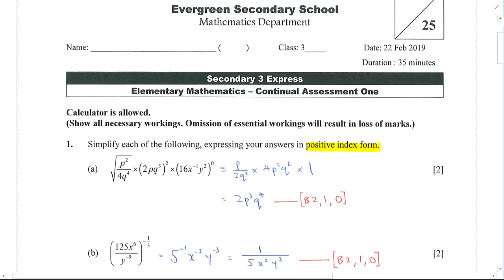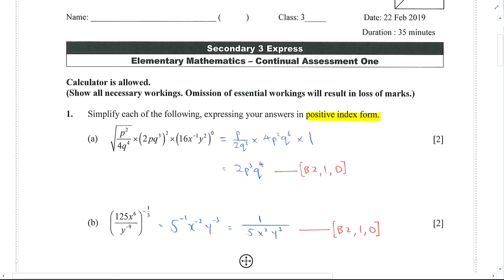So bothered about marks at the moment because what is important now is for you to learn from your mistakes. The test is a reflection of your efforts, of what you know and what you do not know. So make sure you make use of this valuable opportunity to learn so that you don't make the same mistakes again. Now question 1. Simplify each of the following, expressing your answers in positive index form.